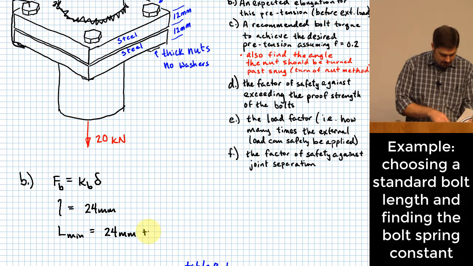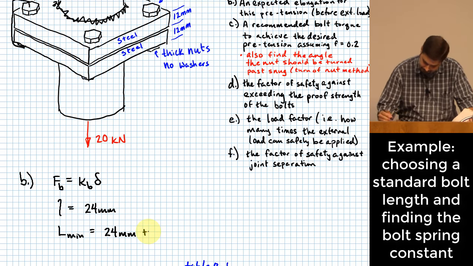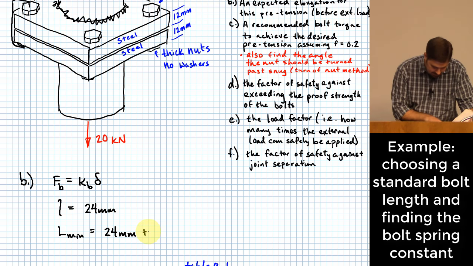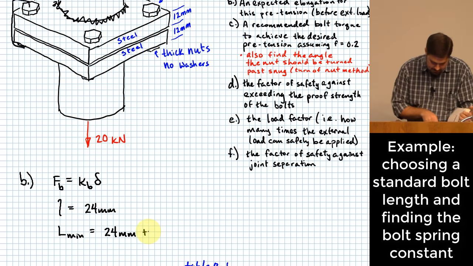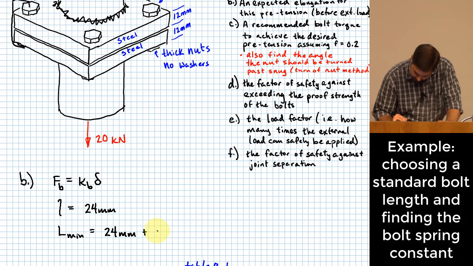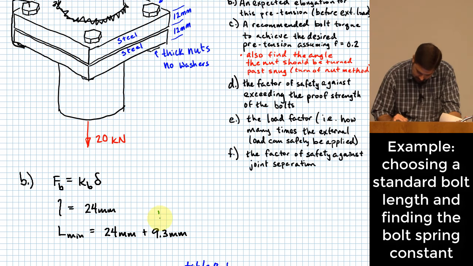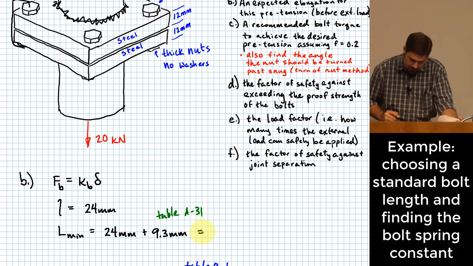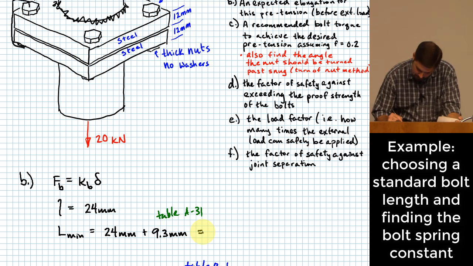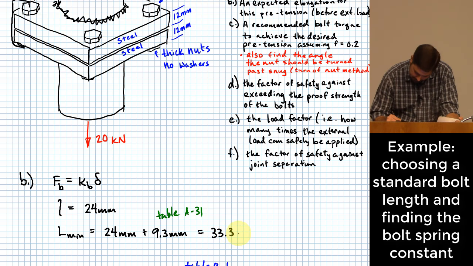So we go flip back. That's in table A31. And we have an M10, and it said we're using a thick nut. So we're going to go across to where we find the thick nut. It says it's 9.3 millimeters tall. Okay, and again, that's on table A31. So my minimum length that I need is going to be equal to what? 33.3 millimeters.